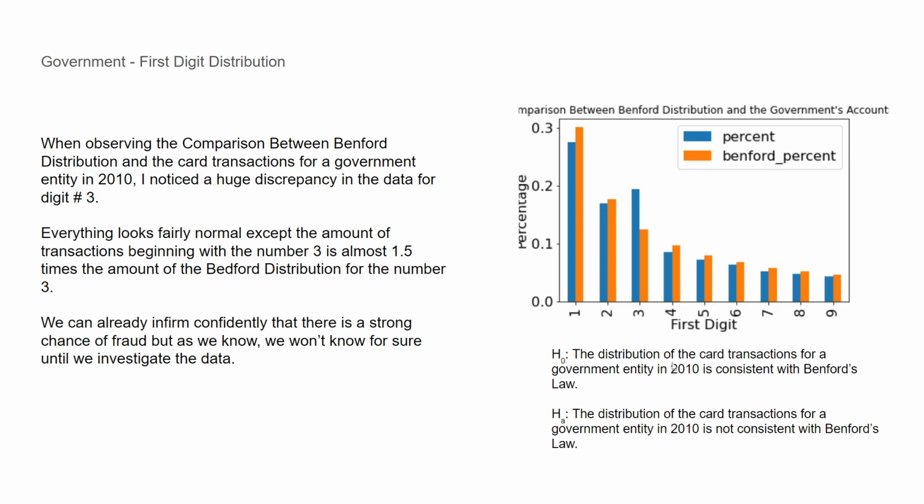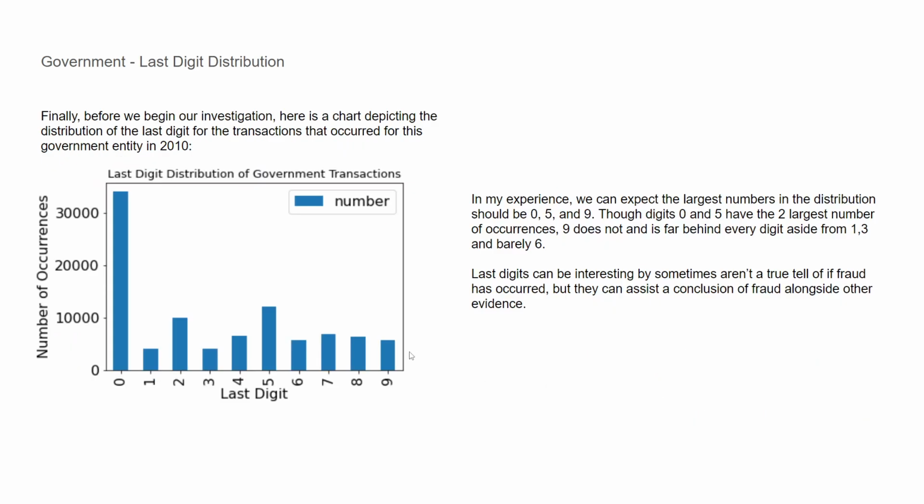So we'll set our null hypothesis to the card transactions being consistent with Benford's law, and of course the alternate hypothesis having them not be consistent with Benford's law. Before we go on, here's a chart depicting the distribution of the last digit in transactions that occur for this government entity.